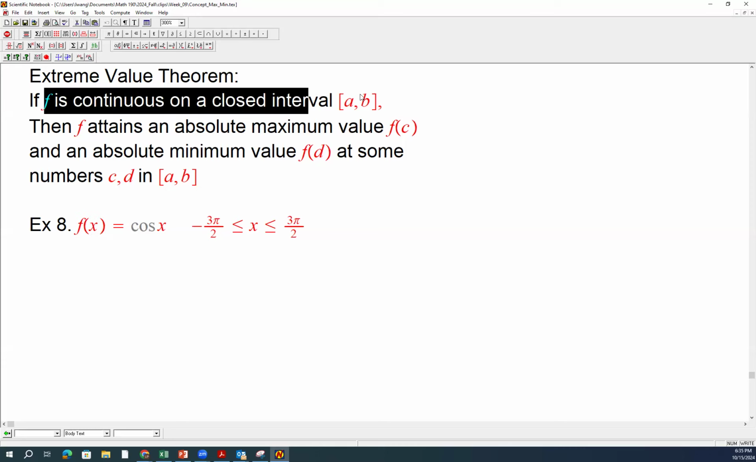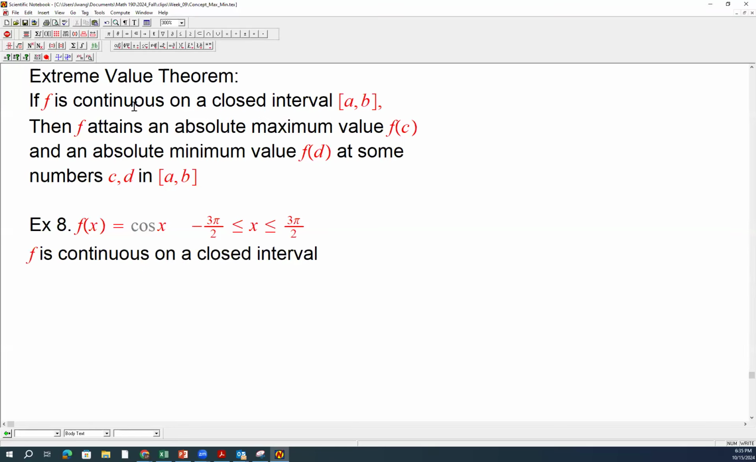We're certain this f of x is continuous on what? Well, on this interval from negative 3 pi over 2 to positive 3 pi over 2. It's a closed interval, okay? Then we can apply, because we can say because f is continuous on the closed interval. Sometimes you can remove this.